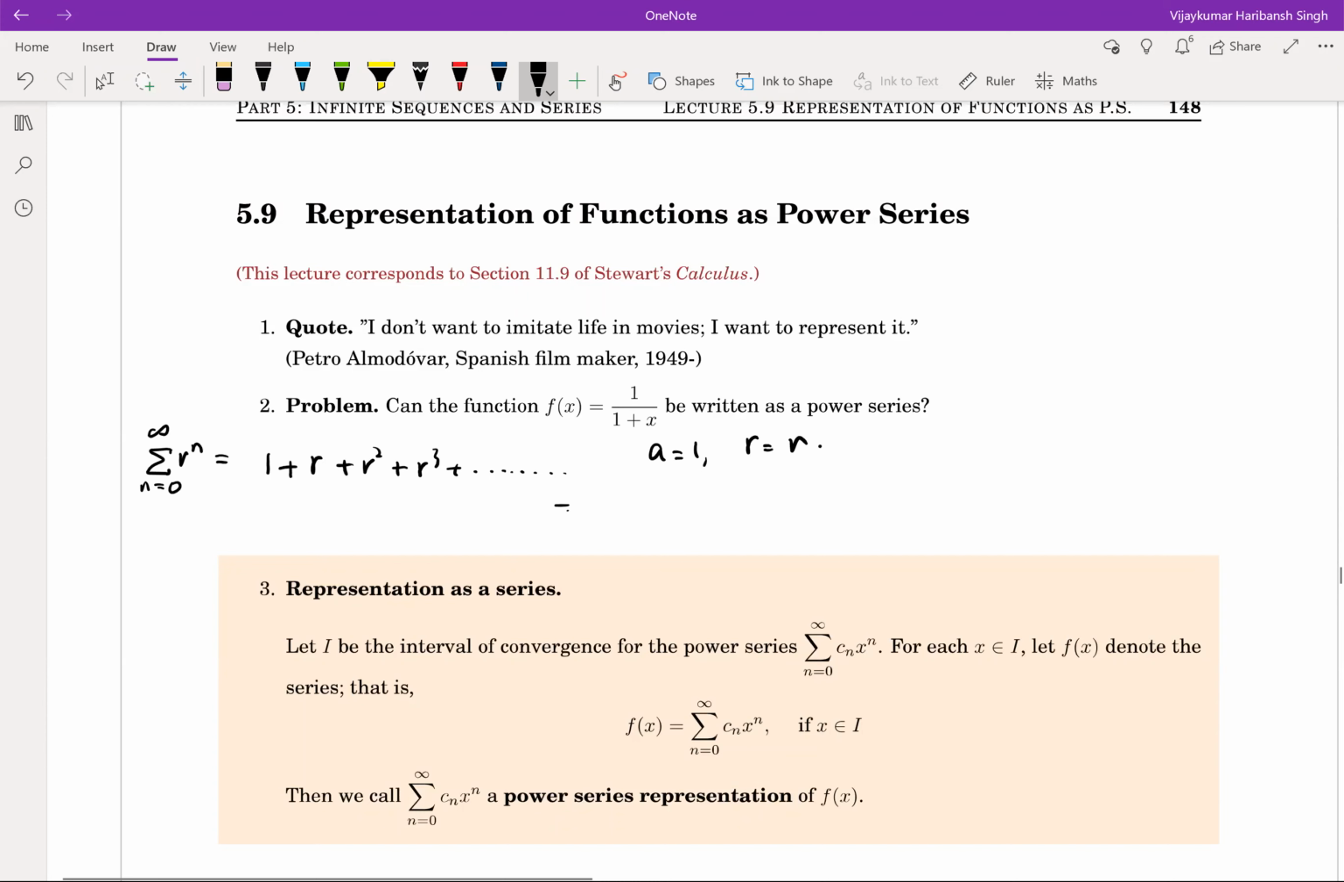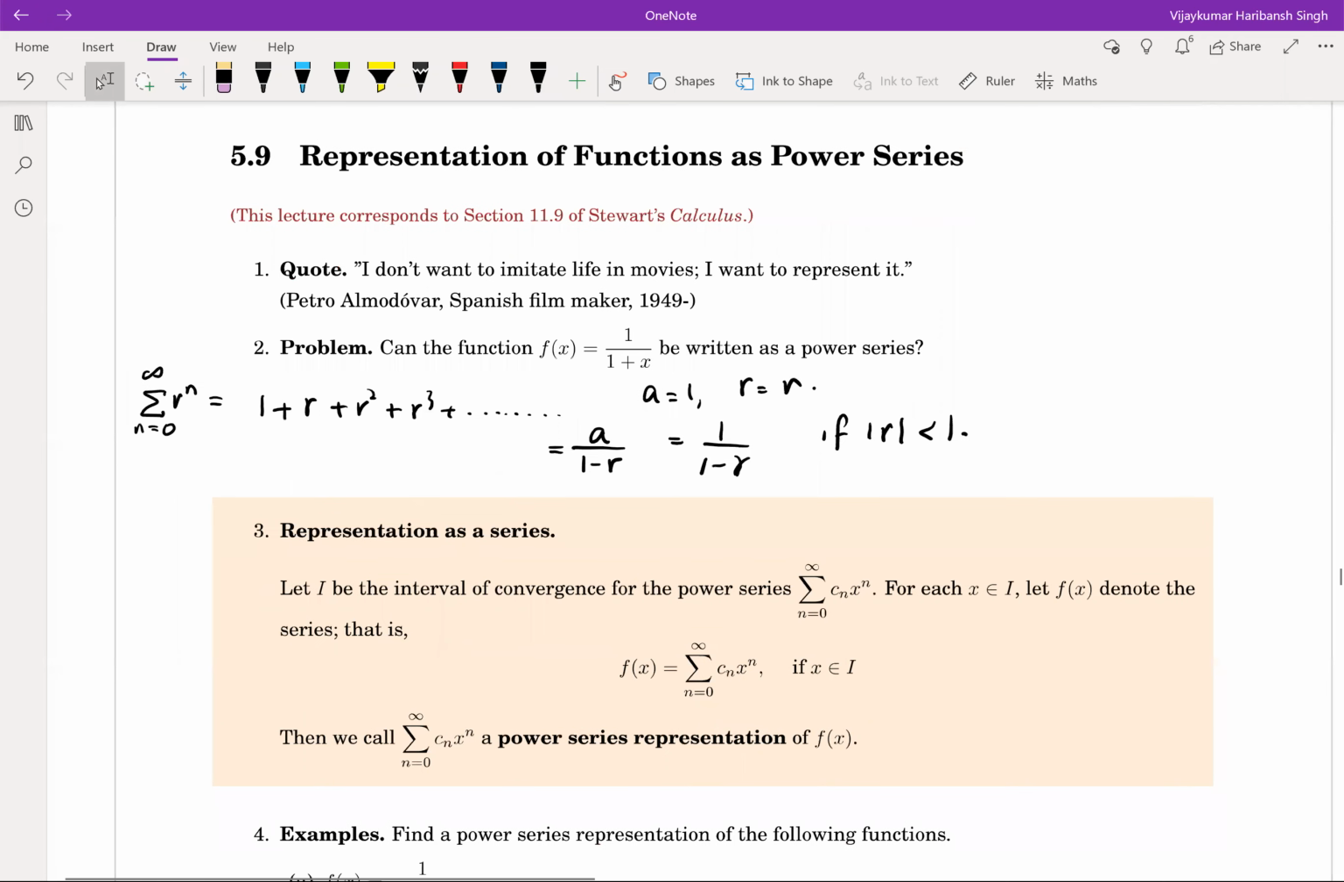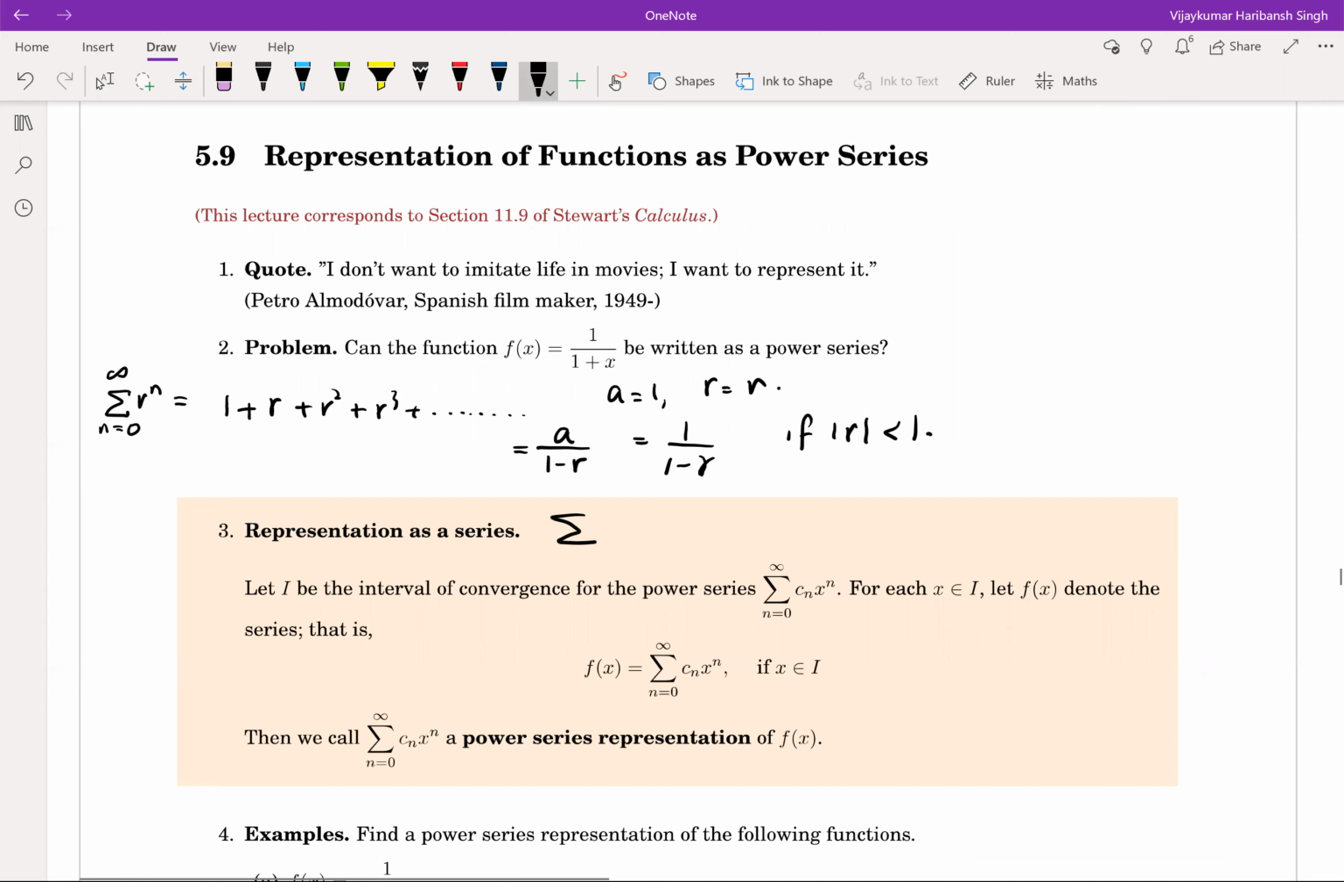This converges to a upon 1 minus r, which in this case is 1 upon 1 minus r, when the absolute value of r is less than 1. Here r was a fixed quantity, but if I replace r by x to represent a variable, then I have 1 upon 1 minus x is equal to the summation n equals 0 to infinity x to the power n. This is a power series of the function 1 upon 1 minus x. However, this is only valid when the absolute value of x is less than 1. Otherwise it's invalid, because the series doesn't converge.